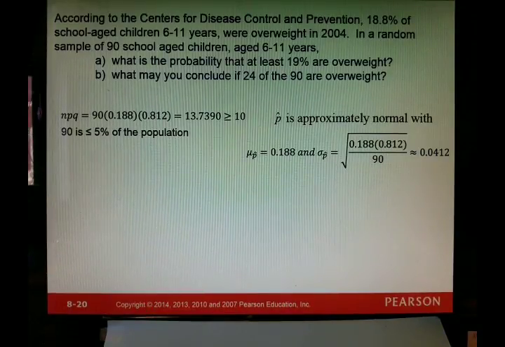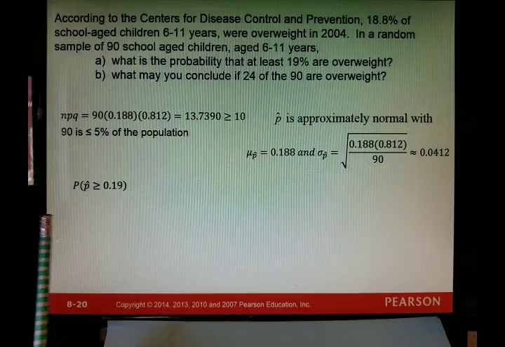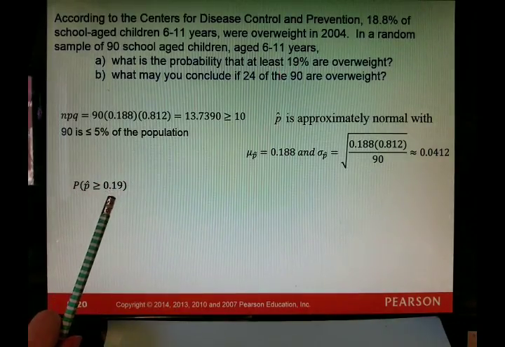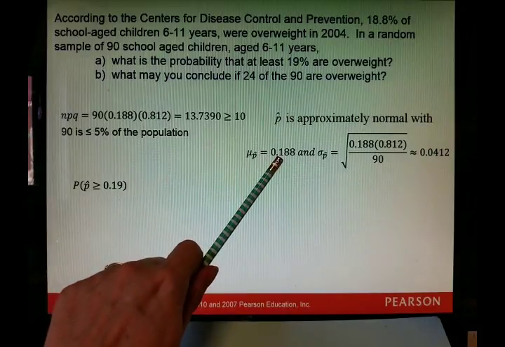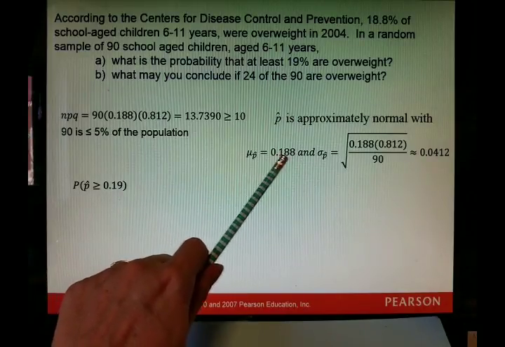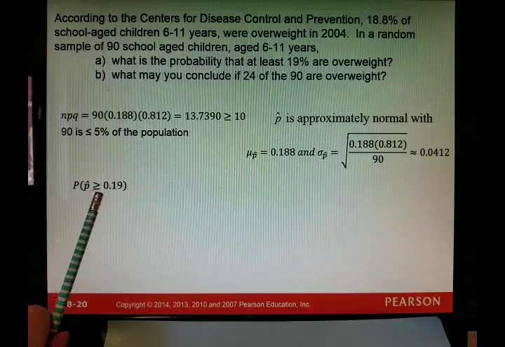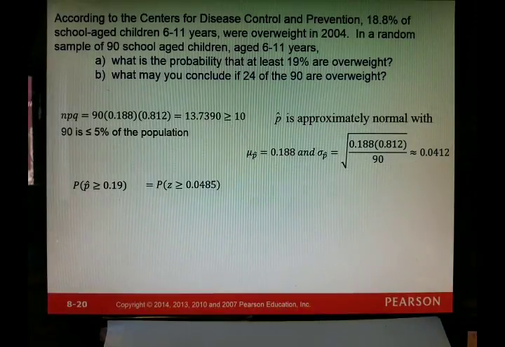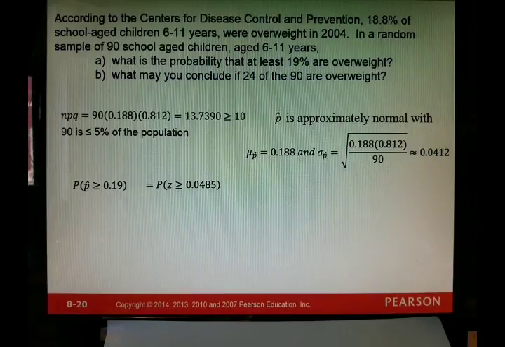So part A wants the probability of at least 19% overweight. Notice this time it's at least 19%. That's already a proportion. So I need to take the 19%, take away this 18.8%, divide by the standard deviation. Again, the value minus the mean, divided by the standard deviation, is your z-score. Now I want the probability that z is greater than that, so that would mean a normal CDF from that z-score to 100. I want from that z-score and to the right.